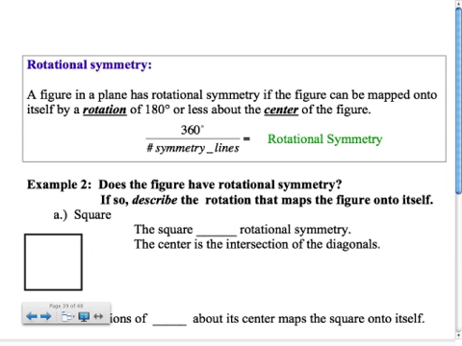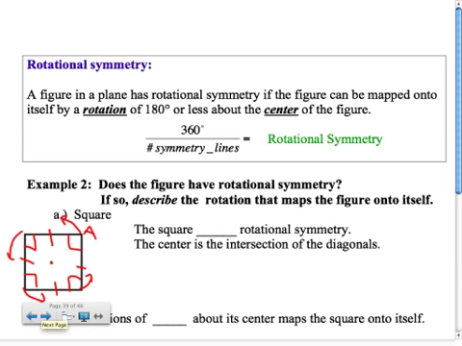Very simply, if you can take a figure and turn it, and at some point it's going to land back on itself at 180 degrees or less, then it has rotational symmetry. So if I look at the square, we'll mark it up. If I take this figure, and here's the center point, if I just start rotating each vertex in this direction and spinning this shape, eventually I'm going to end up right back where I started.